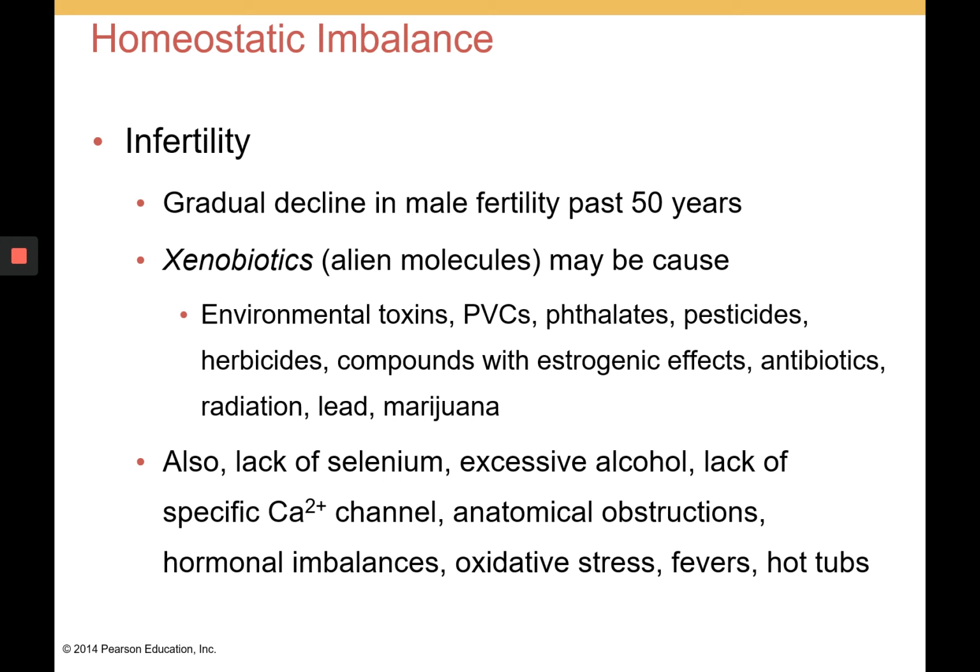And a homeostatic imbalance we want to mention briefly is infertility. And we've seen a gradual decline in male fertility for the past 50 years. We think it's because of alien molecules called xenobiotics. Those include things like PVC, environmental toxins, phthalates, pesticides, herbicides, stuff like that, antibiotics, radiation, lead, and marijuana. We also think a lack of selenium or excessive alcohol abuse, lack of specific calcium channel ions. Those things are all going to possibly play a role in infertility. There's, of course, anatomical obstructions, hormonal imbalances, and oxidative stress. Fevers, even hot tubs can play a role in the development of infertility.